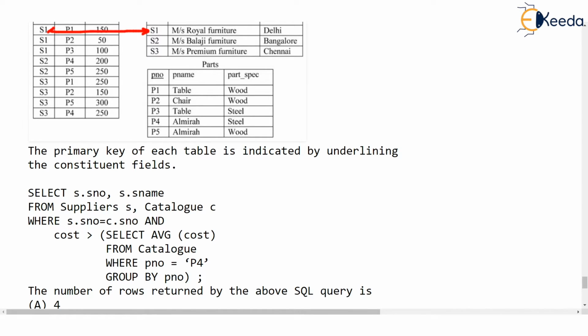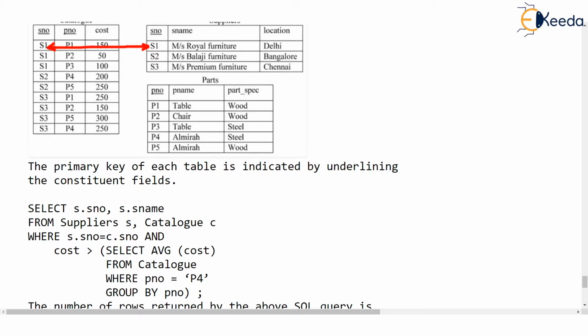Now we ask, is this cost greater than 225? No. So this supplier S1 won't be displayed. We go to the next row. Now this S1 again matches the same S1 due to join, but this cost 50 is again not greater than 225. The same thing happens for the third row. S1 joins S1 here, same values in the two columns due to the join condition, but 100 is not greater than 225.